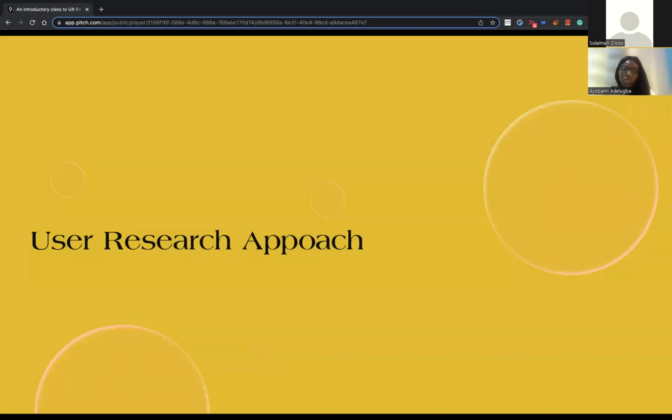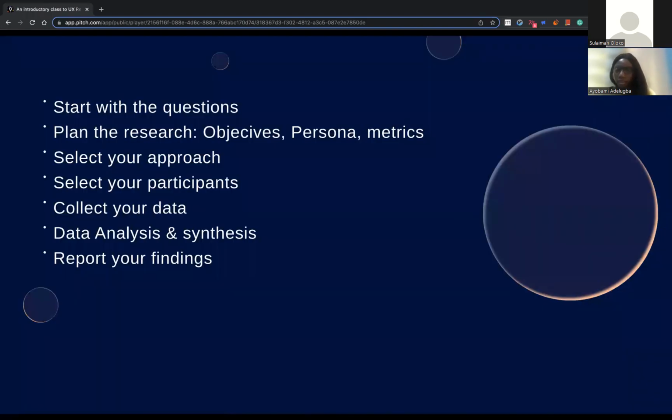Now, user research approach or process. Now that you know your tools and the kind of data you want to gather, you have a research project, how do you approach it? How do you start? First is start with the question. Please, can we mute? First is start with the question. The question is, what are we trying to achieve? That question is very important, right?